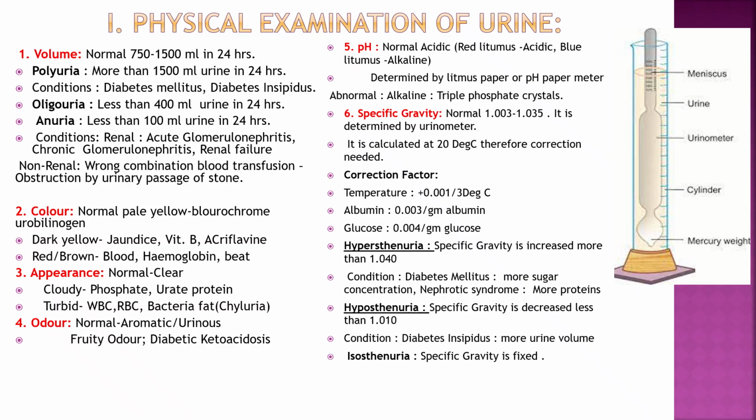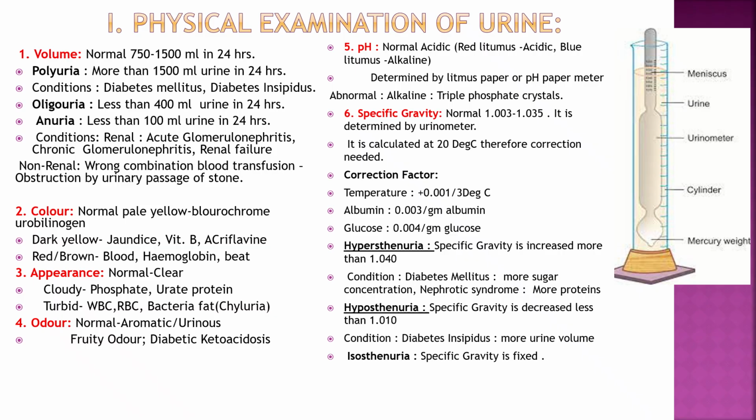So in that, first is a volume. So normal volume of urine in 24 hours, it is 750 to 1500 ml. So if it is more than 1500 ml in 24 hours, it is called polyuria, and it is seen in diabetes mellitus, diabetes insipidus. Then less than 400 ml urine sample is seen in oliguria, in kidney disorders, and then less than 100 ml urine is called anuria.